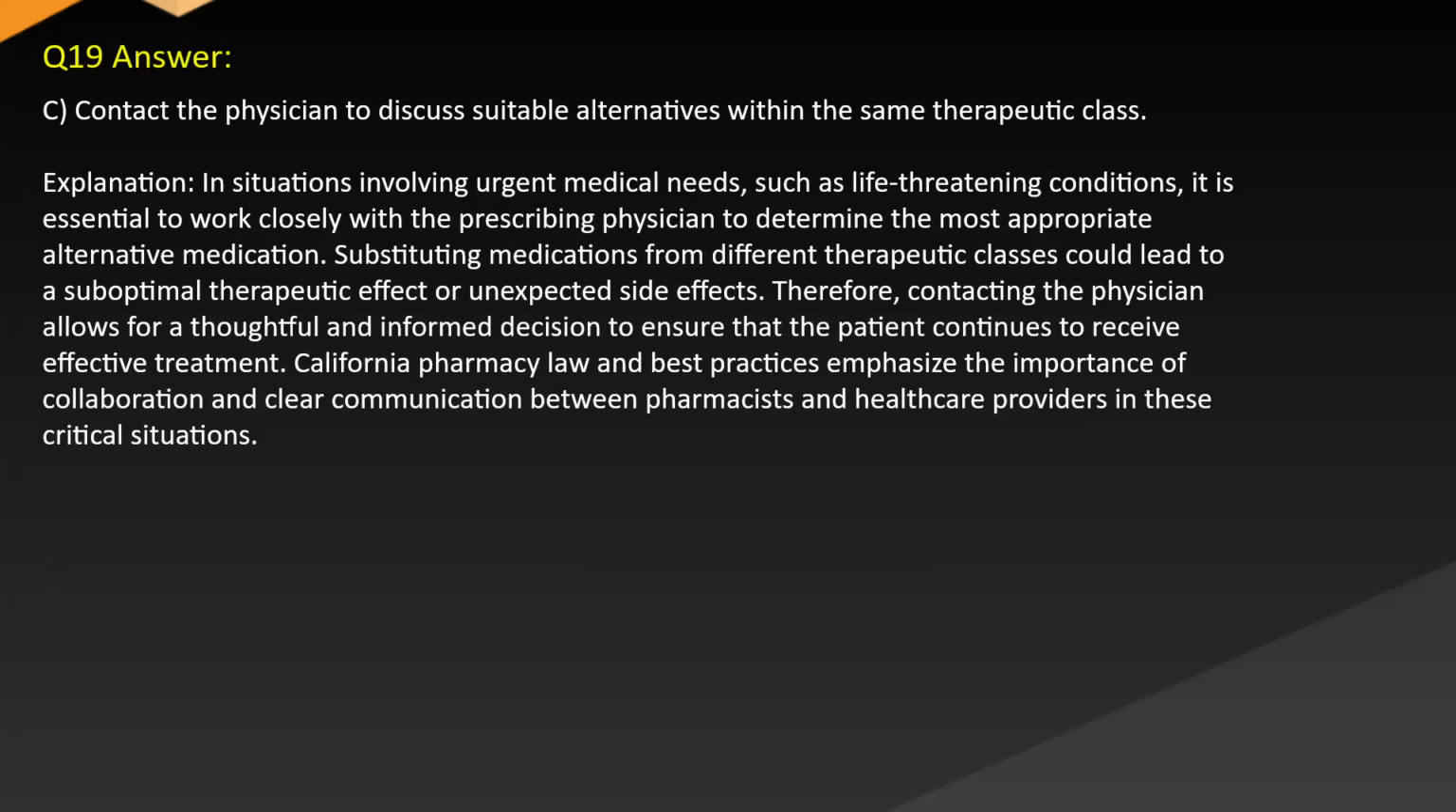Answer. C. Contact the physician to discuss suitable alternatives within the same therapeutic class. Explanation. In situations involving urgent medical needs, such as life-threatening conditions, it is essential to work closely with the prescribing physician to determine the most appropriate alternative medication. Substituting medications from different therapeutic classes could lead to a suboptimal therapeutic effect or unexpected side effects. Contacting the physician allows for a thoughtful and informed decision to ensure that the patient continues to receive effective treatment. California pharmacy law and best practices emphasize the importance of collaboration and clear communication between pharmacists and healthcare providers in these critical situations.